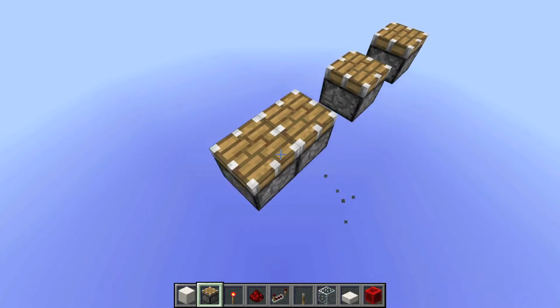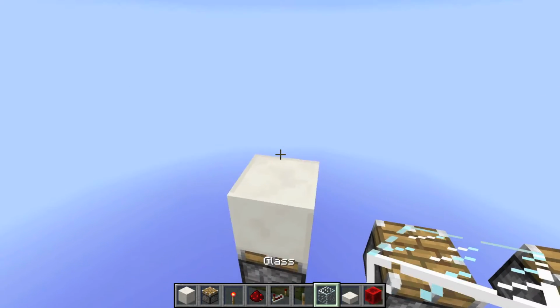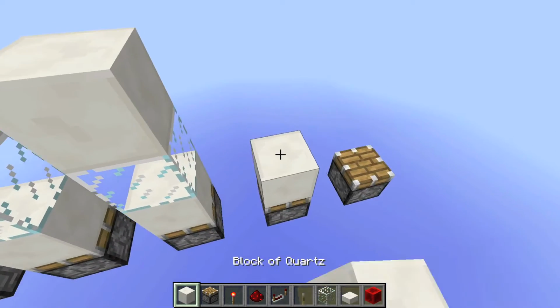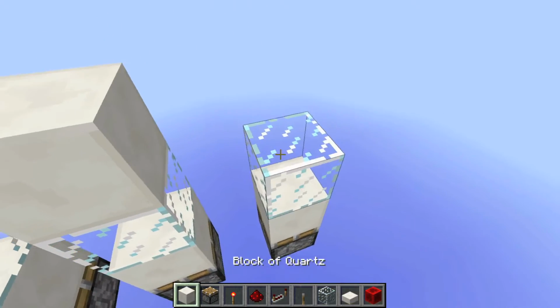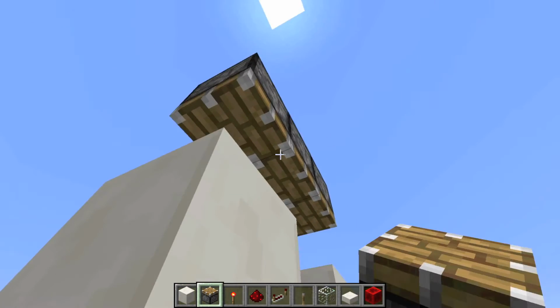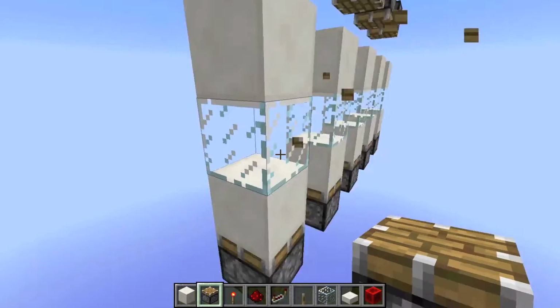It's essentially 5 normal pistons facing upwards, and they're every other block, and those will be pushing up glass sandwiches. And these just determine what tick is what. Now to push these back down, we need normal pistons on the top like that, and there we go.